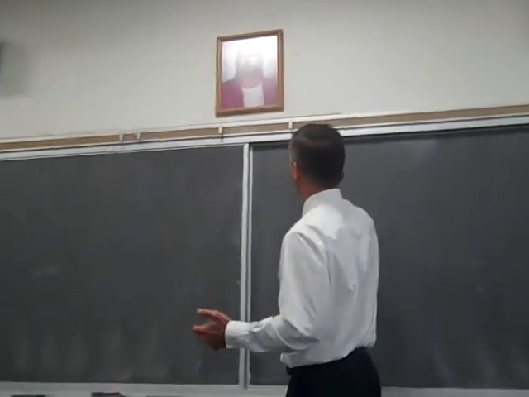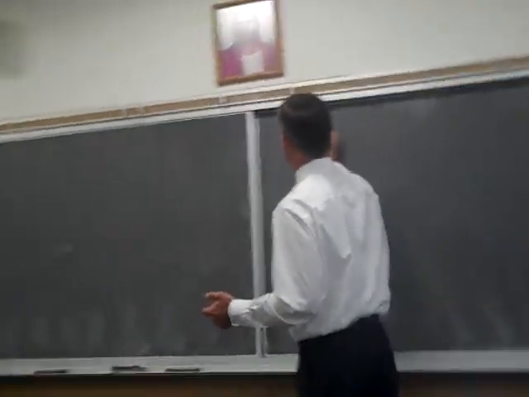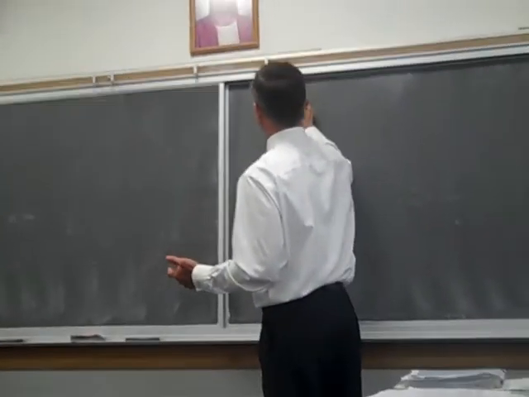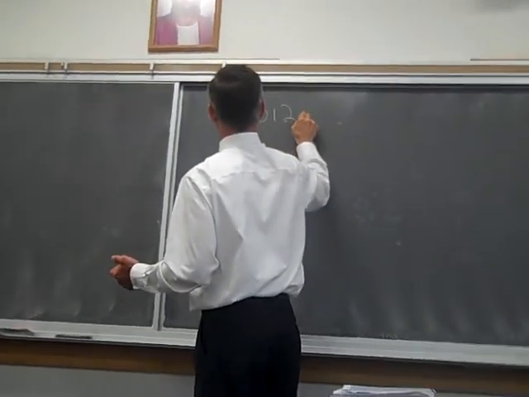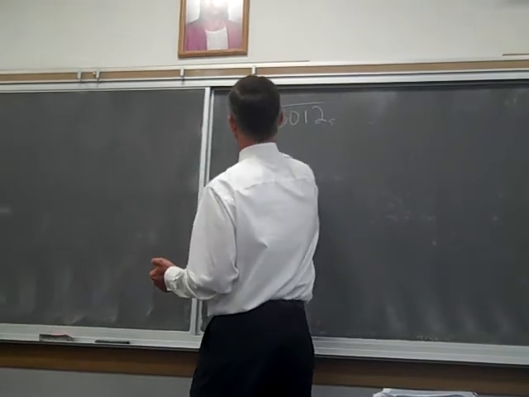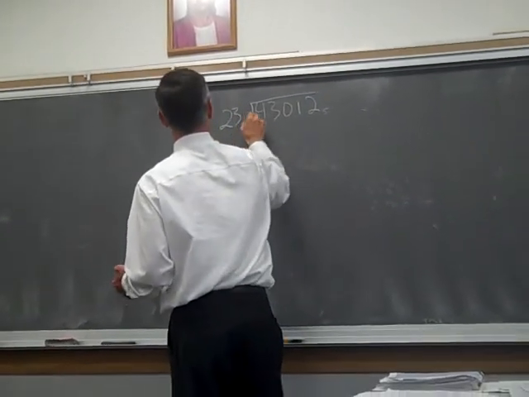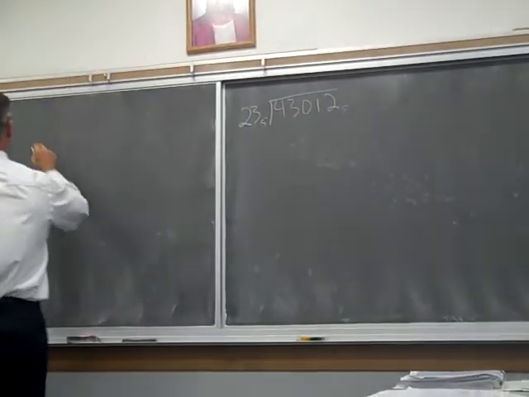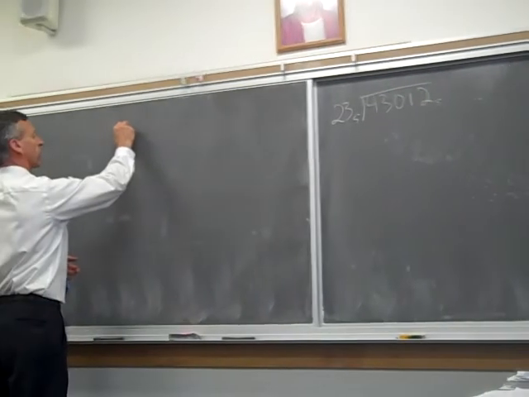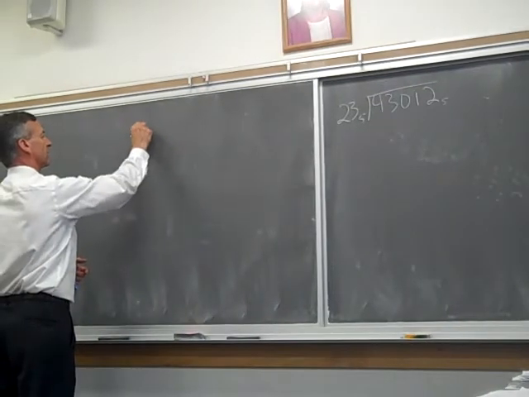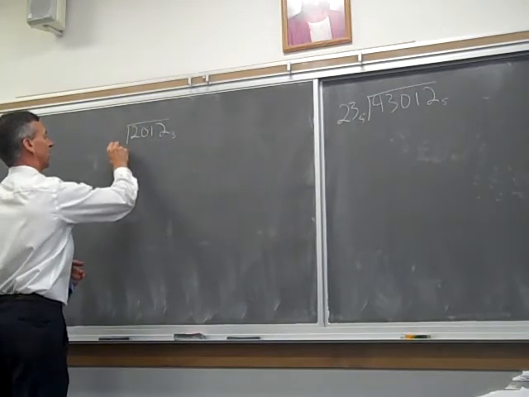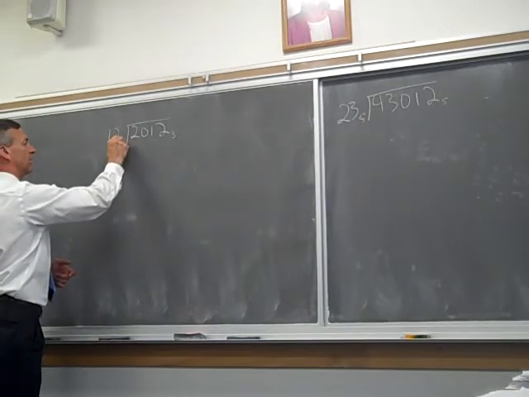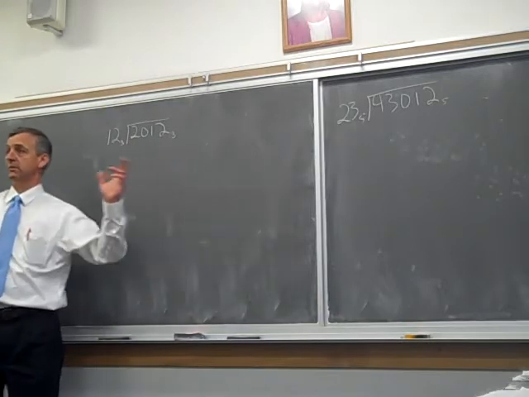So 23. Give me the big number. Whatever. 0, 1, 2 base 5, divided by 2, 3. Okay, there's one. The other one? 2, 0, 1, 2 base 3, divided by 1, 2 base 3. Who wants to do it?